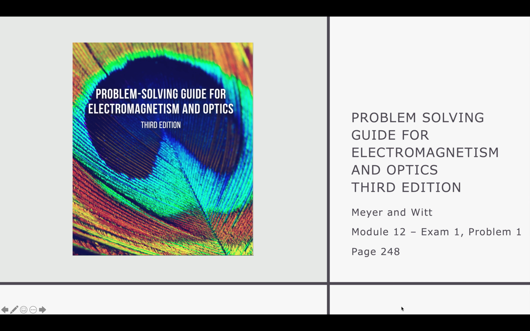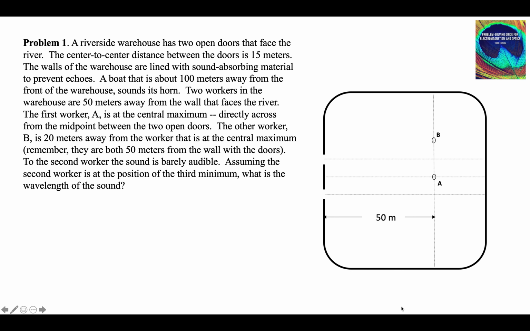This is a walkthrough of Problem 1 on Exam 1 of Module 12 in the book Problem Solving Guide for Electromagnetism and Optics. Problem 1. There's a warehouse that faces the river, with 2 doors. The distance between the doors is 15 meters. The doors are open. The walls of the warehouse have sound-absorbing material, so there are no echoes.